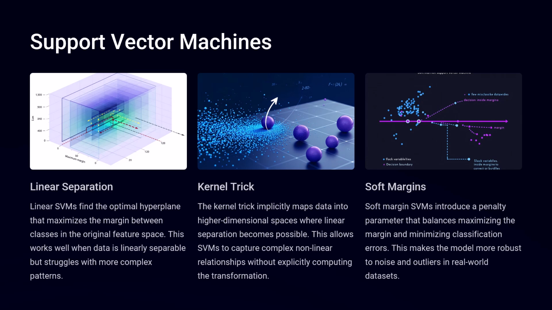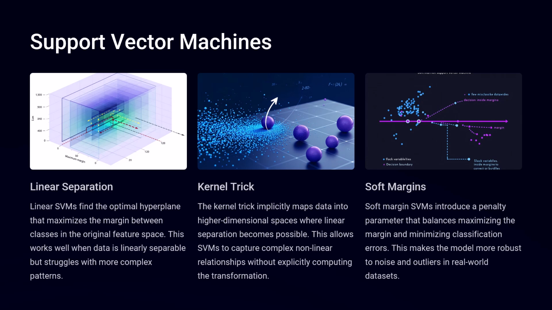Kernel trick. The kernel trick implicitly maps data into higher dimensional spaces where linear separation becomes possible. This allows SVMs to capture complex nonlinear relationships without explicitly computing the transformation.